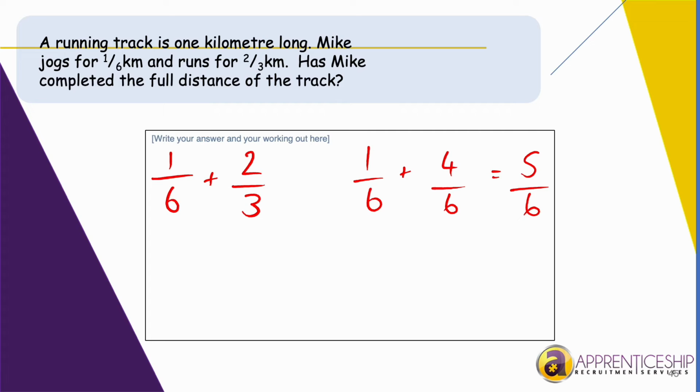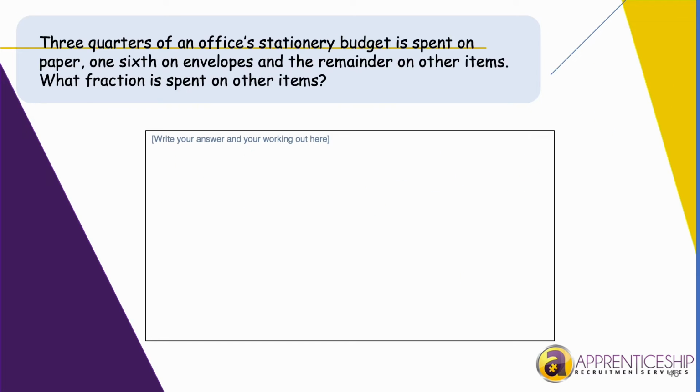So has he completed the full track? Well, if he'd completed the full track, it would be 6 over 6. Because when the top number and the bottom number are the same, it equals 1, which is a whole. So the answer is no, he's not completed the full track.